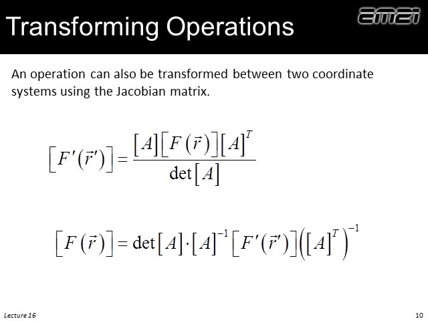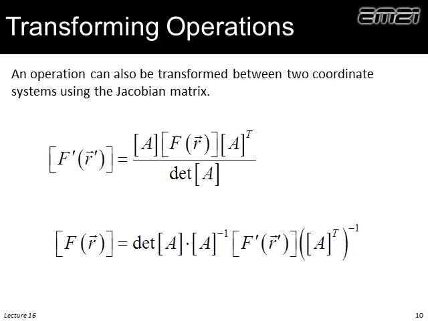Let's think about how we use this to transform operations now. Here, f is an operation. This is different than an electric field. An operation is something like a derivative, an integral, a convolution, a Fourier transform, something like that. It's not an actual electric field that we might think is more of the answer to a problem.